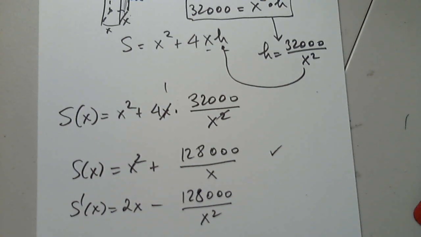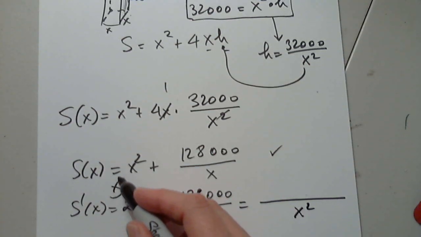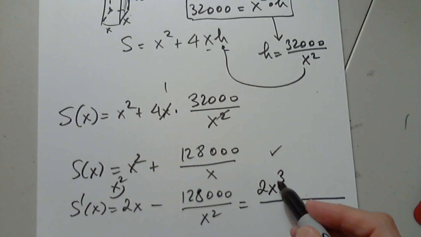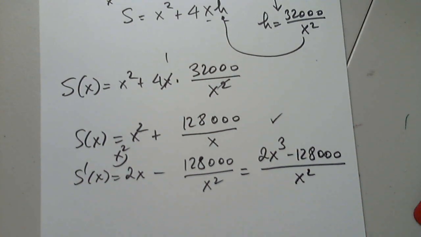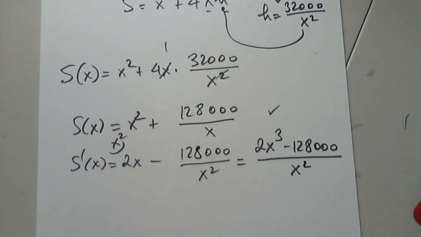Okay, so then I have to continue and find the least common denominator. So this has to be multiplied by x squared. So 2x cubed minus 128,000 over x squared. Fine. So I have the function fully simplified as much as I could. Everything okay? Now what? What will be my next step? So I found the derivative. Now what?